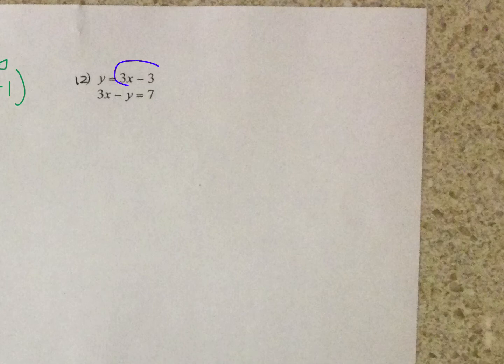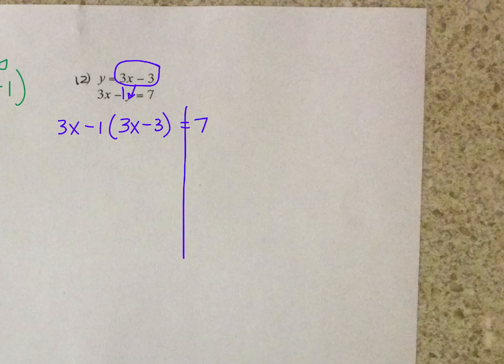I'm going to circle this part, and it's going to go in place of the y. So 3x minus 3 is what goes in place of the y, equals 7. Step 1 is distribute. 3x minus 3x plus 3 equals 7. 3 minus 3 is nothing. So I end up with 3 equals 7.